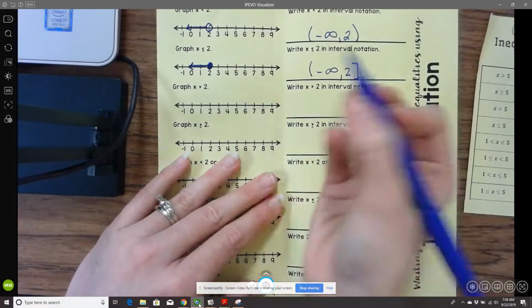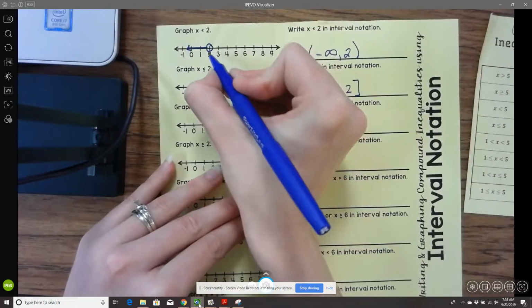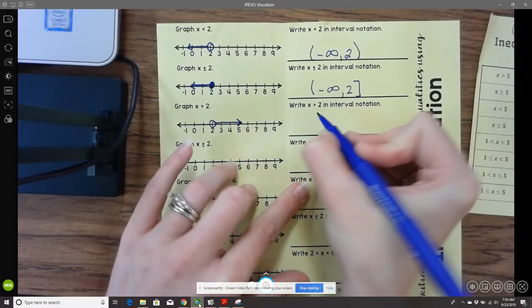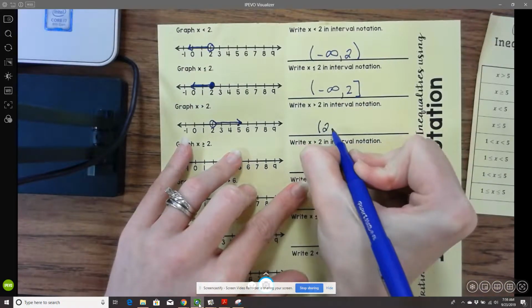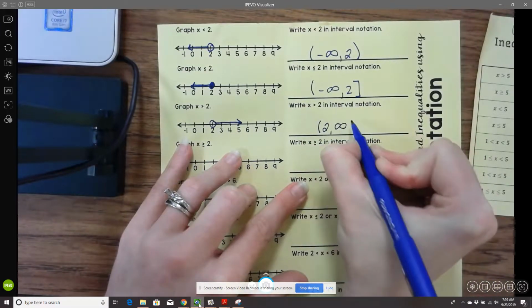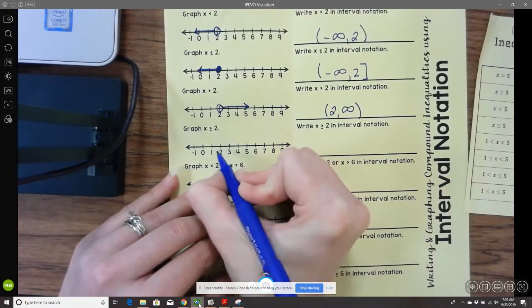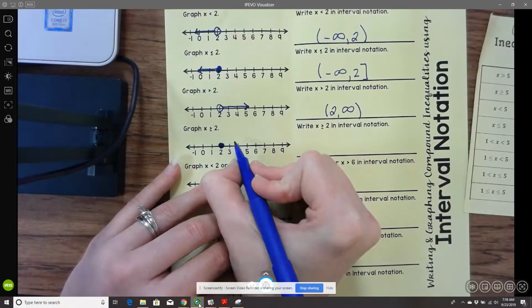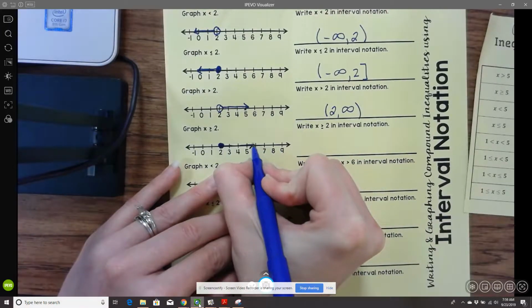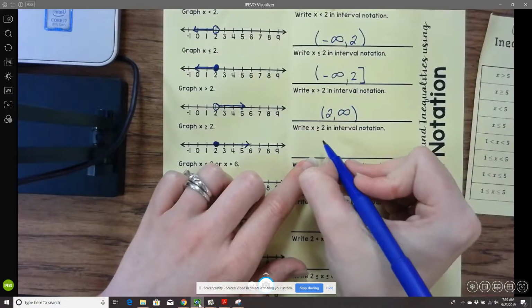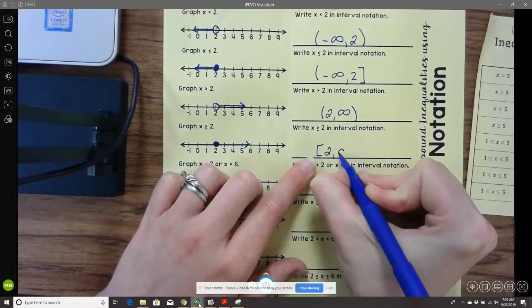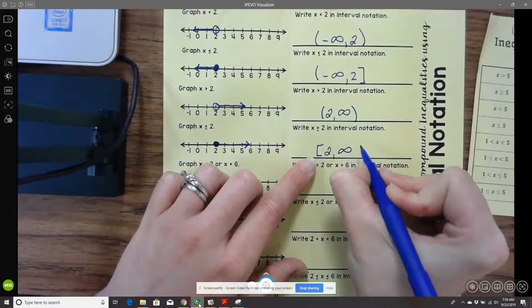Now we've got X is greater than 2. So very similar to this one, except our arrow is going to go to the right. And this we would write in reverse. We would write from 2 to infinity. Same thing here, closed circle, because it's X is greater than or equal to. And so again, just this in reverse, so it would be a bracket, and then 2 to infinity.